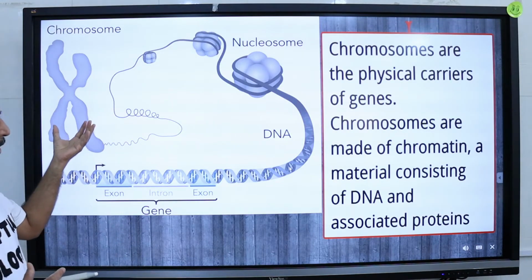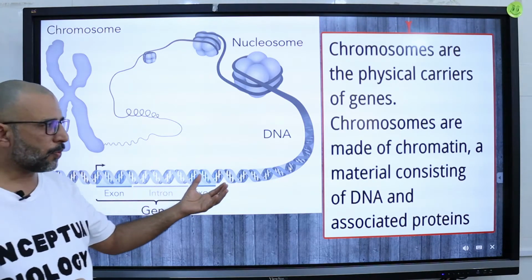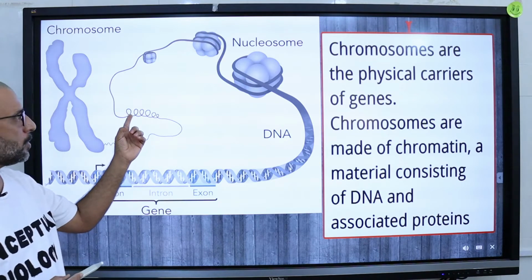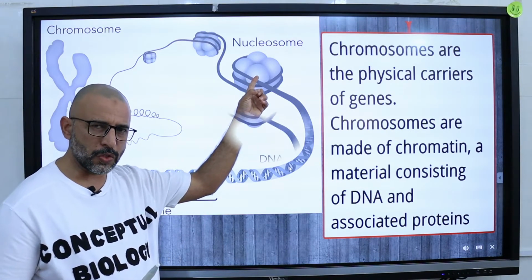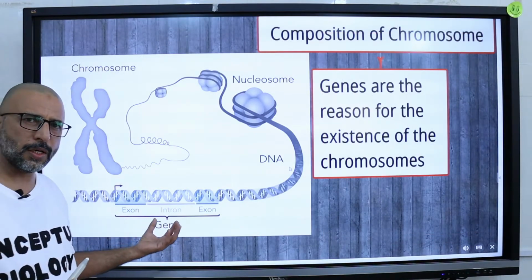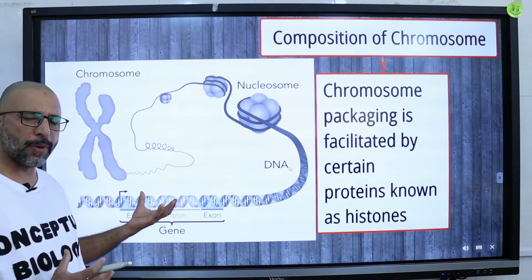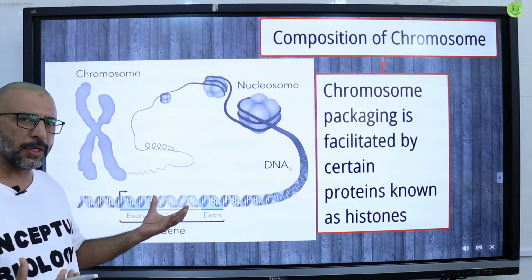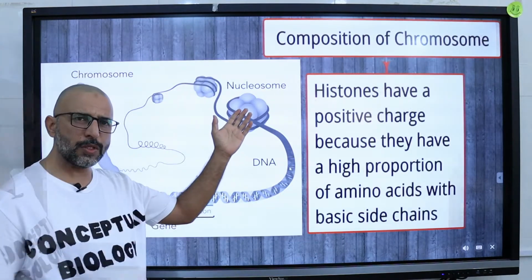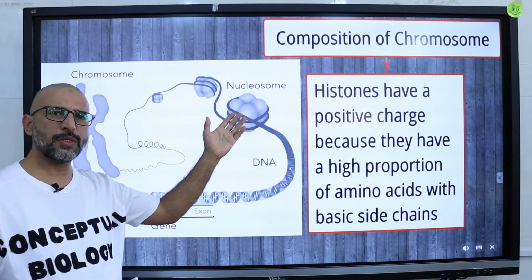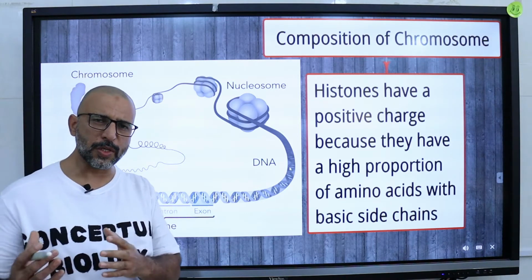Chromosomes are physical carriers of genes, and chromosomes are made of chromatin, and chromatin is composed of DNA and protein that is called histone. Genes are the reason for the existence of chromosome. Chromosome packaging is facilitated by certain proteins that are known as histones. Histones have a positive charge because they have a high proportion of amino acids with basic side chains.